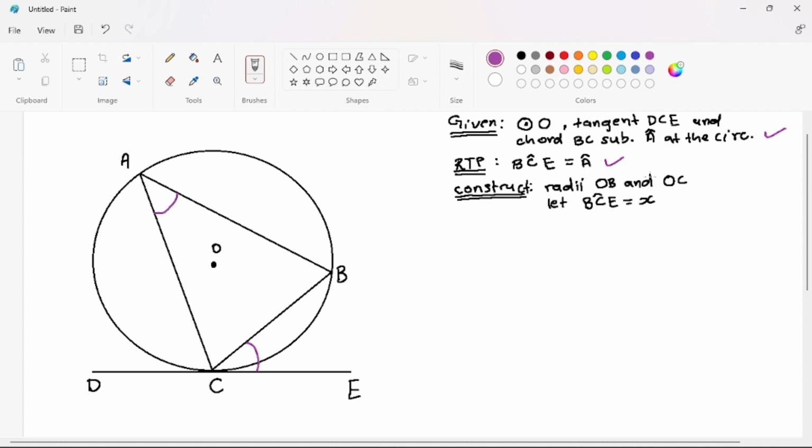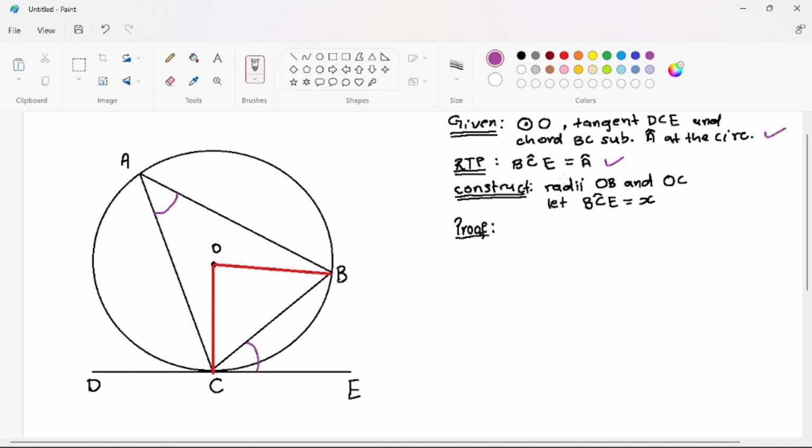So same as each and every proof, we are going to construct. So what are we constructing in this proof? We are going to construct radii OB and OC. So where are OB and OC? This is going to be our OB and this is going to be our OC, right? So after that, we are going to start our proof, guys.